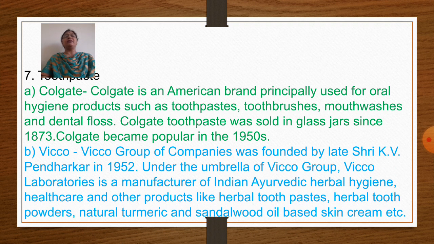Next brand, Vicco. Vicco Group of Companies was founded by late Sri K.V. Pendharkar in 1952. Under the umbrella of Vicco Group, Vicco Laboratories is a manufacturer of Indian Ayurvedic herbal hygiene, healthcare, and other products like herbal toothpaste, herbal tooth powders, natural turmeric, and sandalwood oil based skin cream, etc.